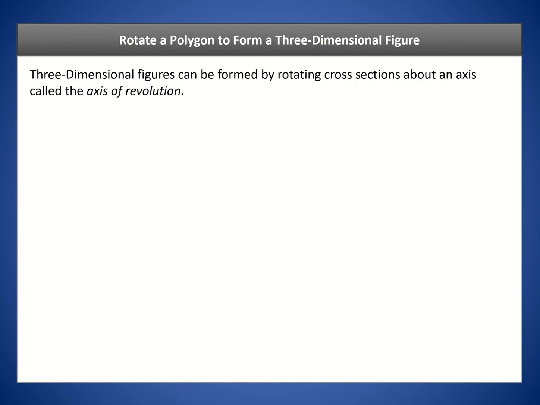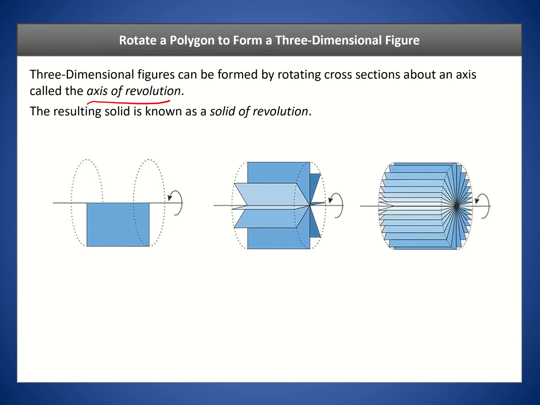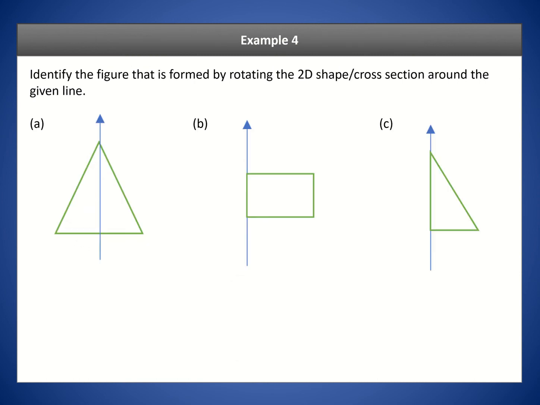All right, so if I rotate a polygon to form a three-dimensional figure, there's a way to do this, right? If you take a polygon and you rotate it around an axis, which we call the axis of revolution, you can actually form a three-dimensional figure that's round. So if I did this, it would be called a solid of revolution. And if I take this rectangle and rotate it around this axis, notice if I keep doing that, I get a cylinder. And that's referred to as a solid of revolution.